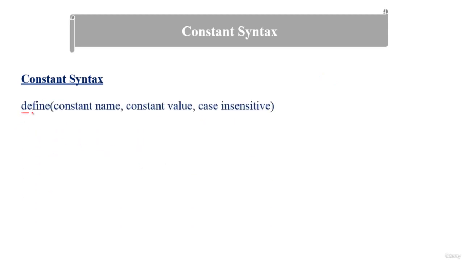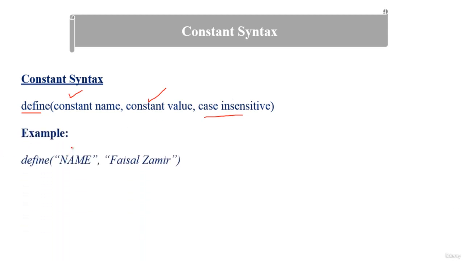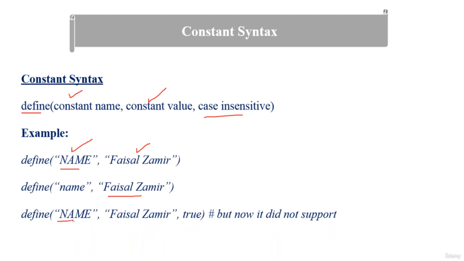What is the syntax of creating a constant in PHP? You have to use the define keyword, then the constant name in double quotation marks, the constant value, and a case-insensitive parameter, true or false, but it is not supported in this version of PHP. For example, define name. This is the name of the constant. This is the value of the constant. You can also use lowercase or uppercase for the name, and this parameter, true or false, is the case-insensitive value, but it will not work in this version of PHP.